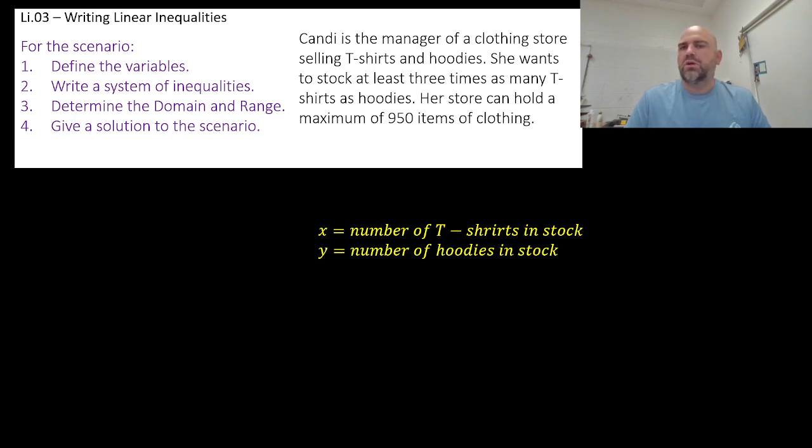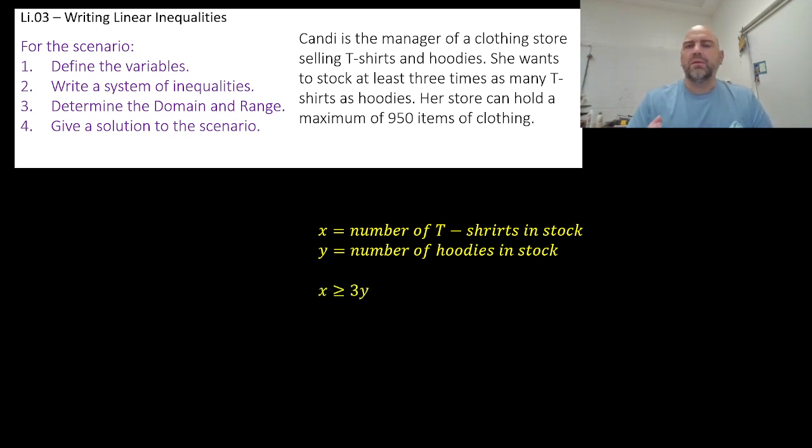Now, we're going to start with that comparison one. We're told that she wants to stock at least 3 times as many t-shirts as hoodies. So when we do a comparison one, we're going to have the x and the y on either side of the inequality. We're told that the t-shirts has to be 3 times bigger than hoodies. So that means that the x has to be bigger. But if we want to make them equal to each other, we have to multiply the number of hoodies by 3. So it's going to look like this.